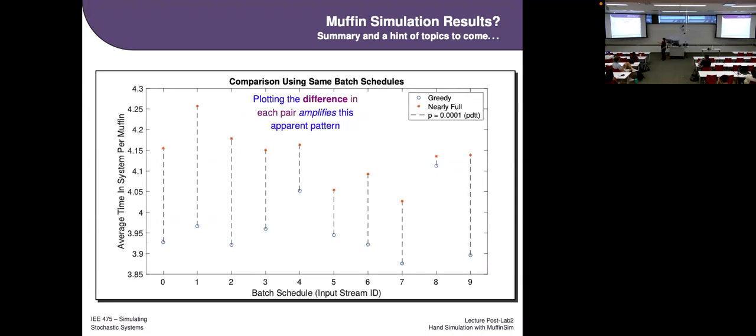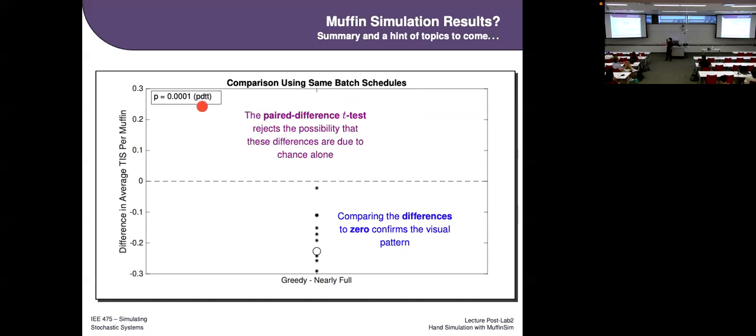full. So if I take the blue dot minus the red dot, I'm going to get a negative number. Blue dot minus red dot will be a small negative number. Here, blue dot minus red dot will be a large negative number. I can take all those negative numbers and plot them, and they're all below 0. They're all negative. And now I can do a simple one sample t-test of these differences compared to 0. And that gives me a p far less than 0.05.